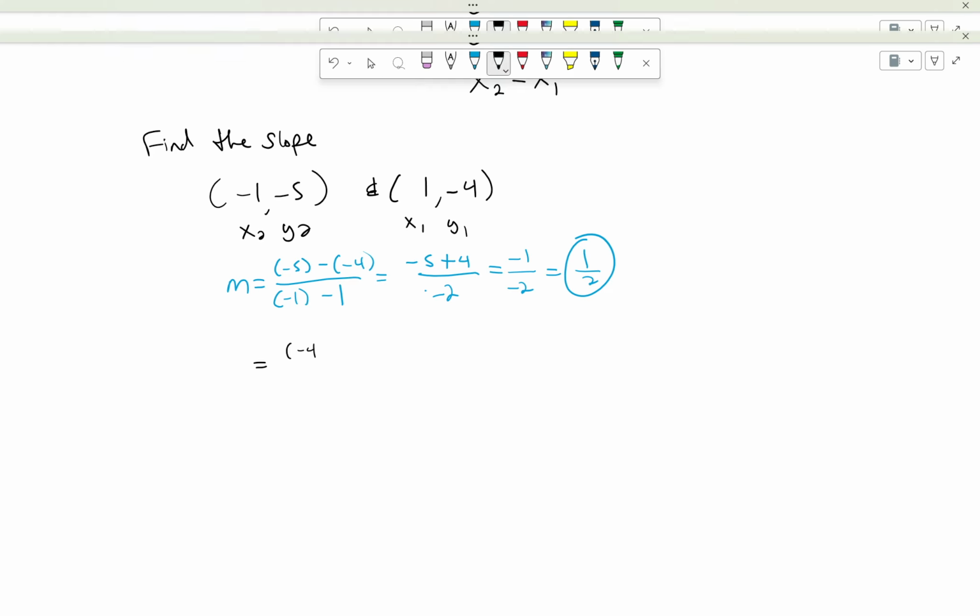So we'll have a -4 minus -5, right? And then I'm going to have 1 minus -1, which is going to give me a -4 minus -5, and I have a 1 minus -1. -4 plus 5 is 1, 1 plus 1 is 2, and I get the same exact thing. So it doesn't matter as long as I'm consistent what I choose as my first and what I choose as my second. All right. Next, let's talk about slope in regard to lines.